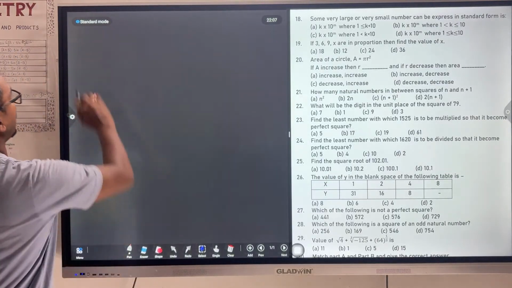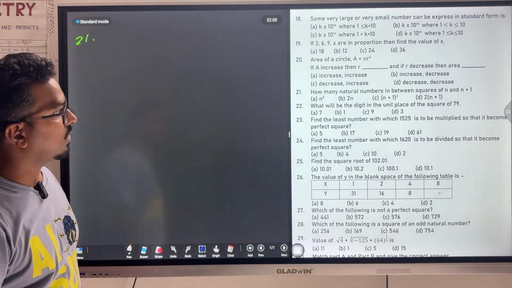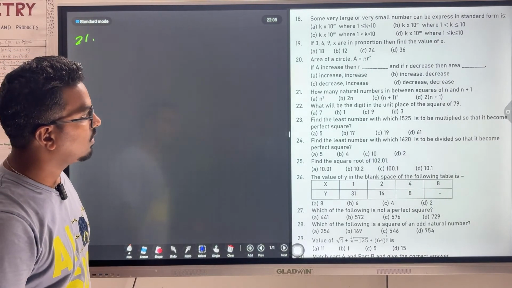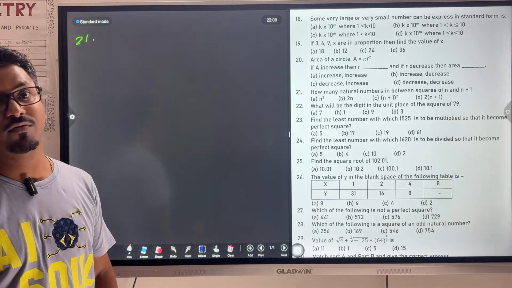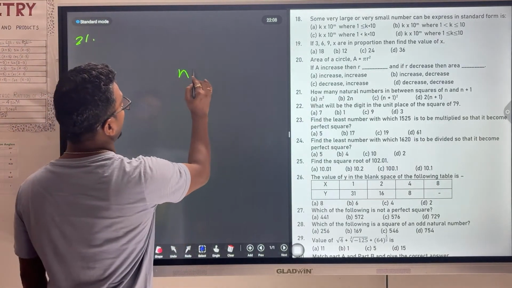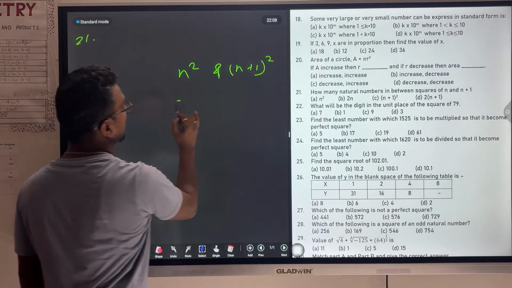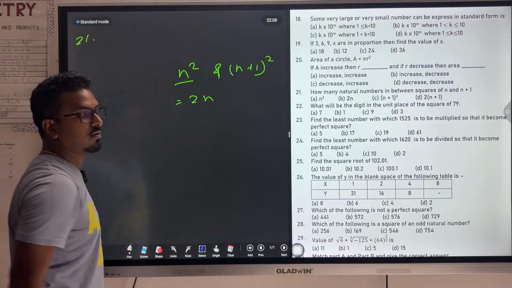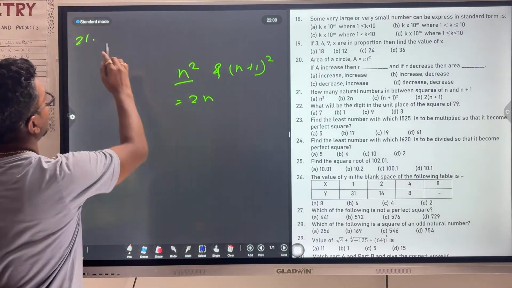Question number 21. How many natural numbers are there in between the square of n and n plus 1? That is, n square and n plus 1 square. The first number multiplied by 2 gives the count, so the option is B.